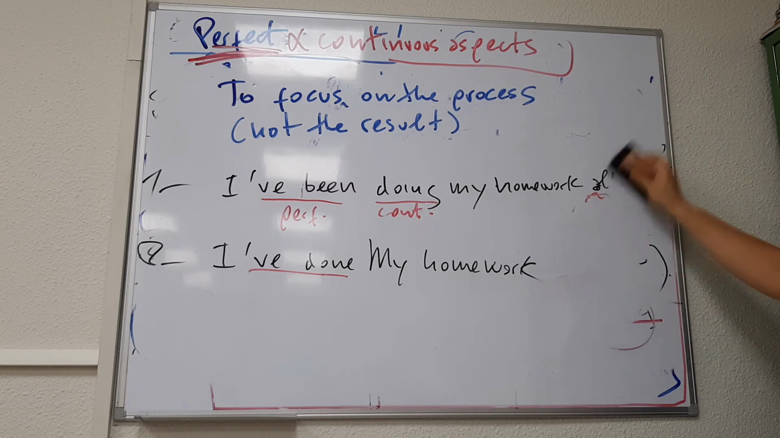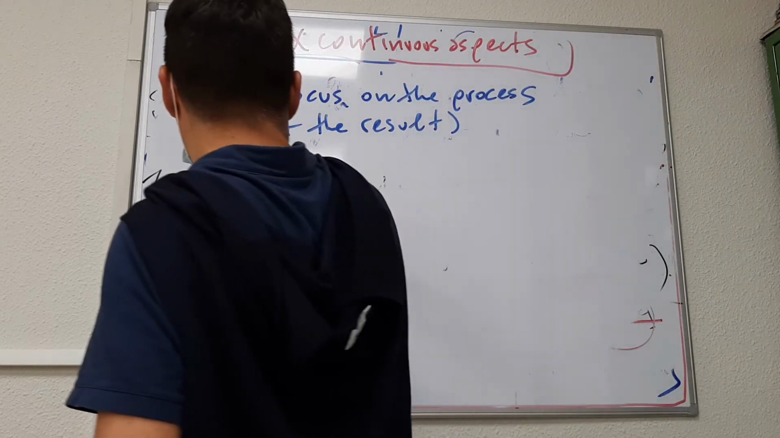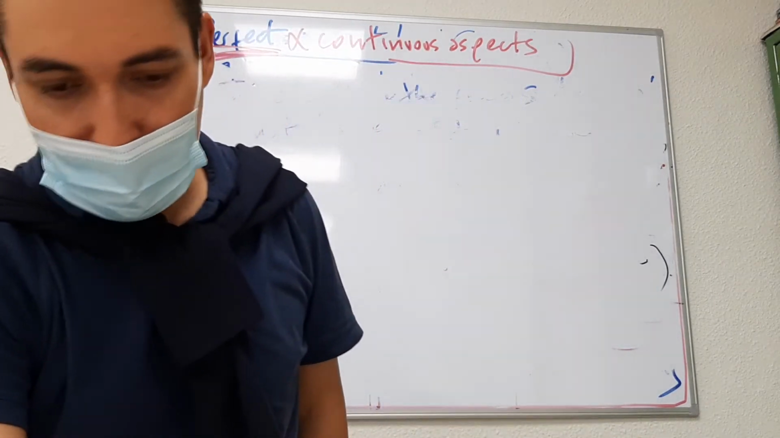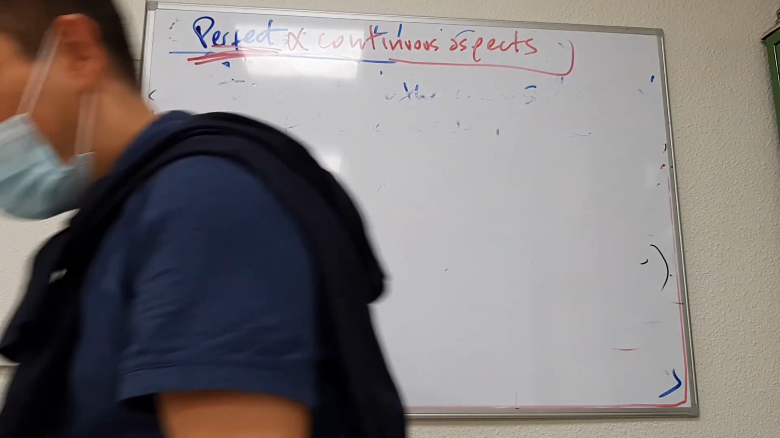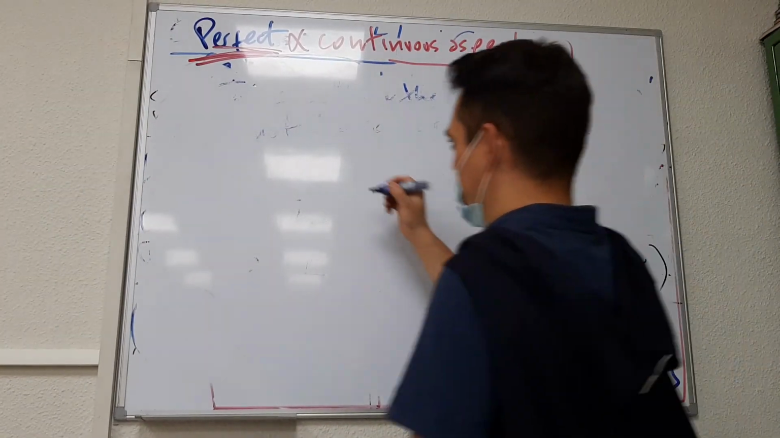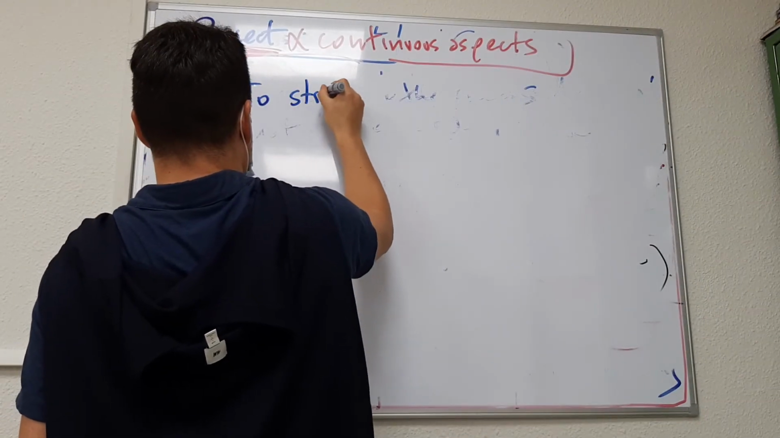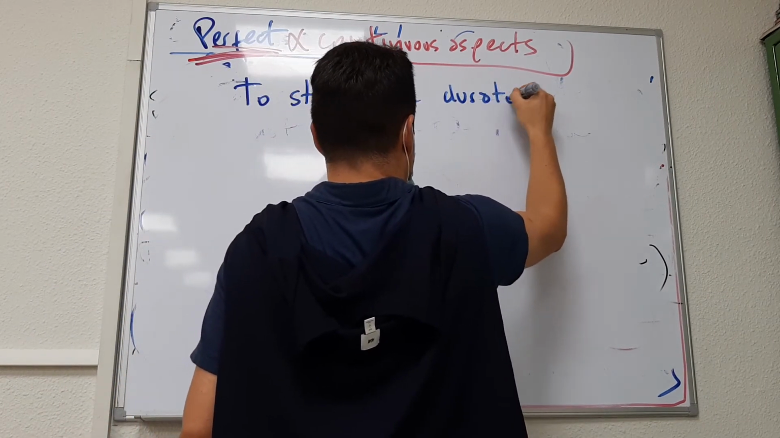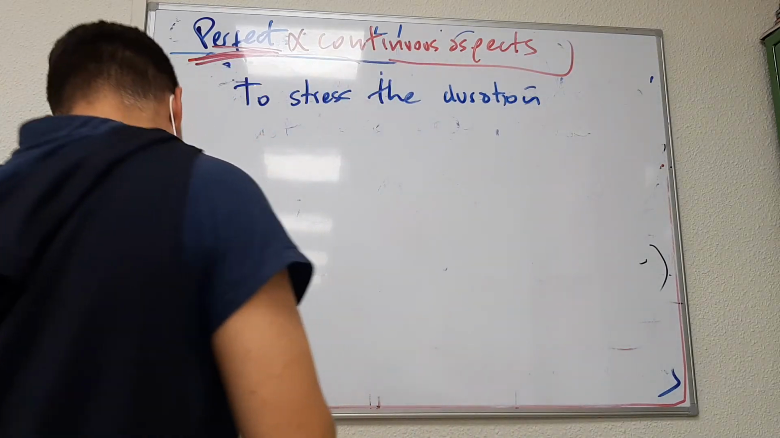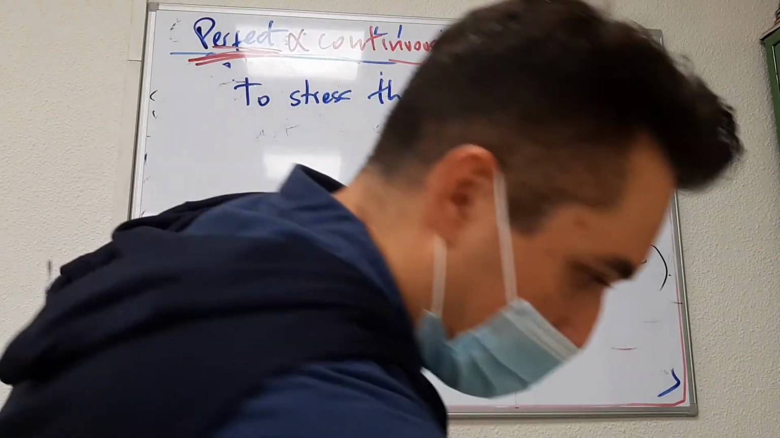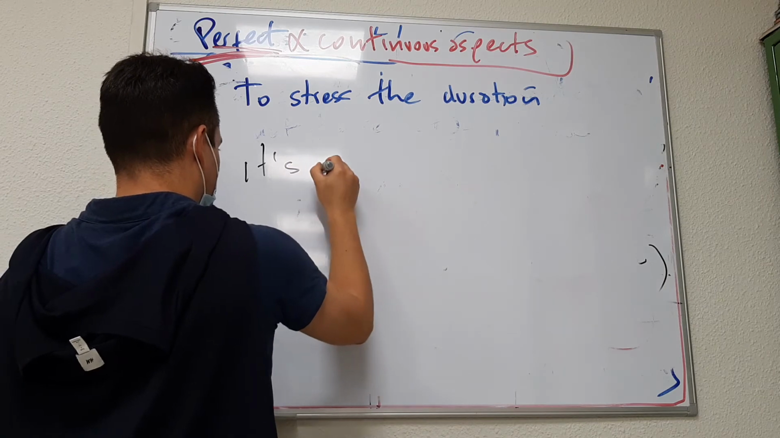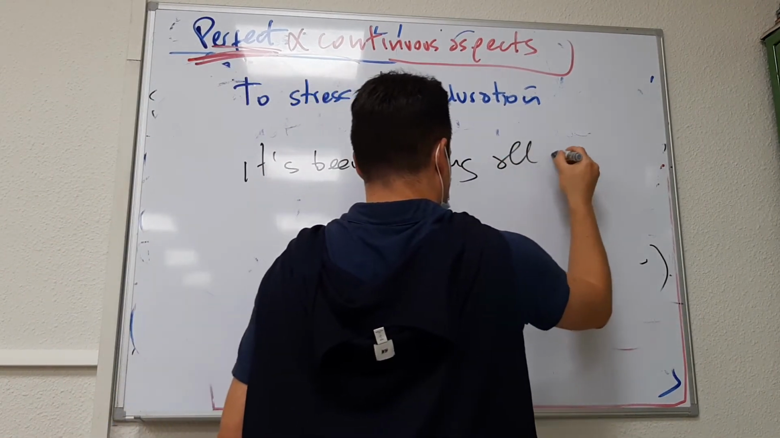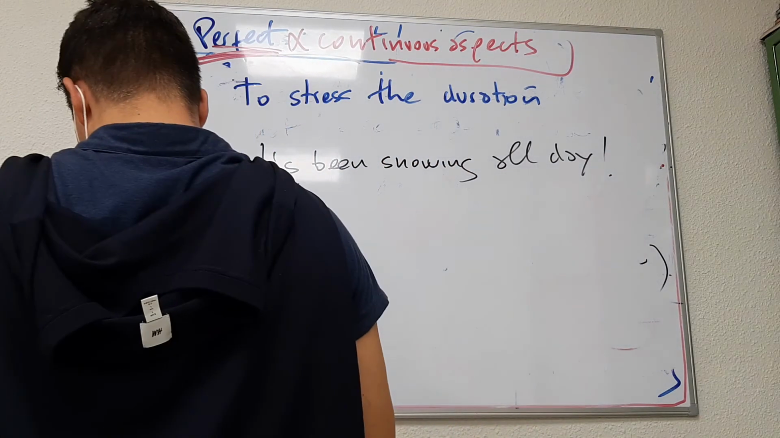Very close to the end, very close to the end. Okay, another use of the combination of both aspects is to stress the duration of an action. Again, very similar, yeah? To stress the duration. Very similar to the previous example. You can say, it's been snowing all day.